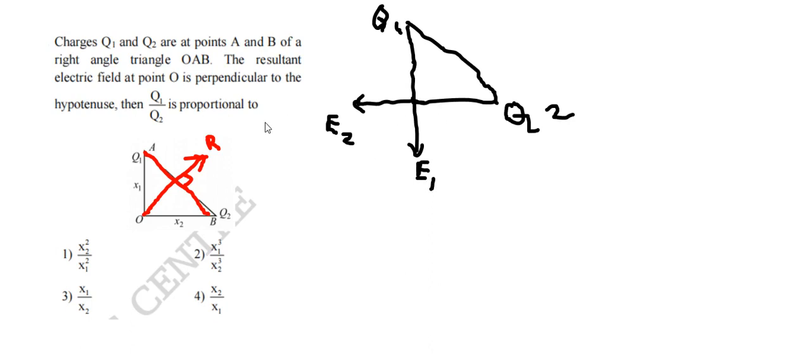Okay. Since they have given that the resultant is going to be like this, right? So this is going to be perpendicular to this hypotenuse side. So it comes like this. Let us take this as theta. If we take this as theta, then this is the opposite side. So see here, this is going to be theta.